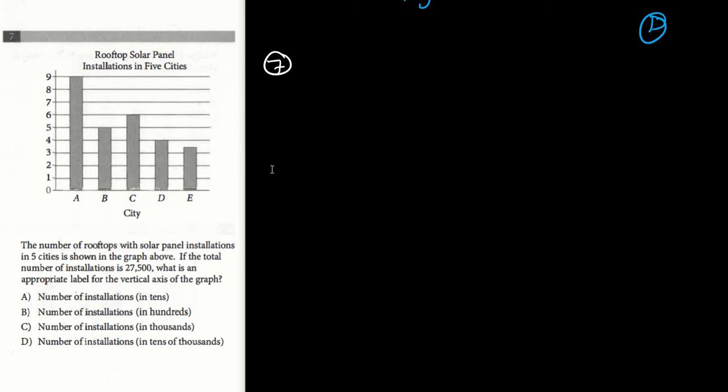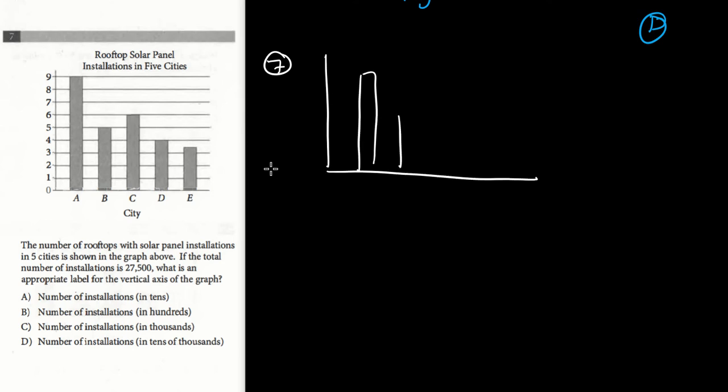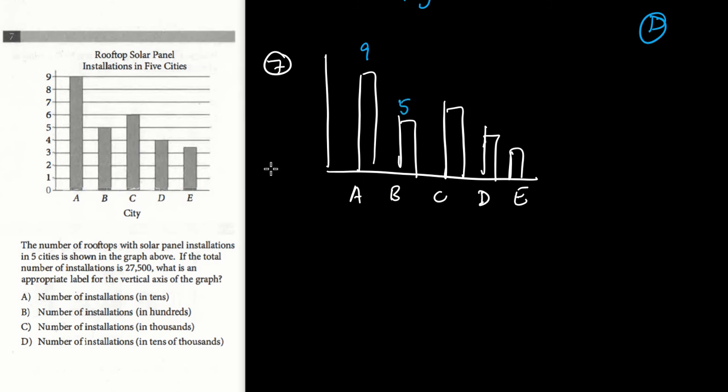So this is an opportunity now to leverage our newfound tools in unit conversion, right? So let's write down our data. So we have this graph. So I'll just draw it very roughly, just eyeballing this, right? So this is A, B, C, D, E, right? And we have 9 bars here, 5 bars here, 6 bars here, 4 bars here, 3.5 bars here, right? And we're asked to find this vertical axis label.